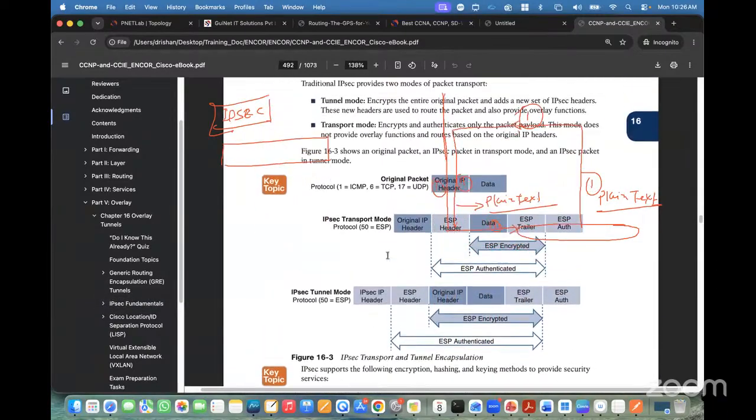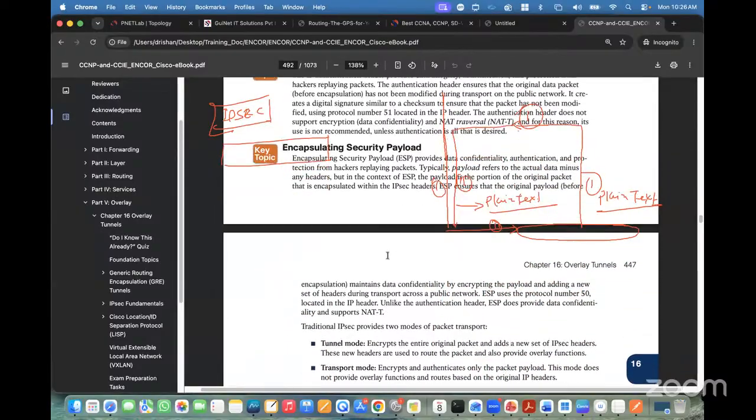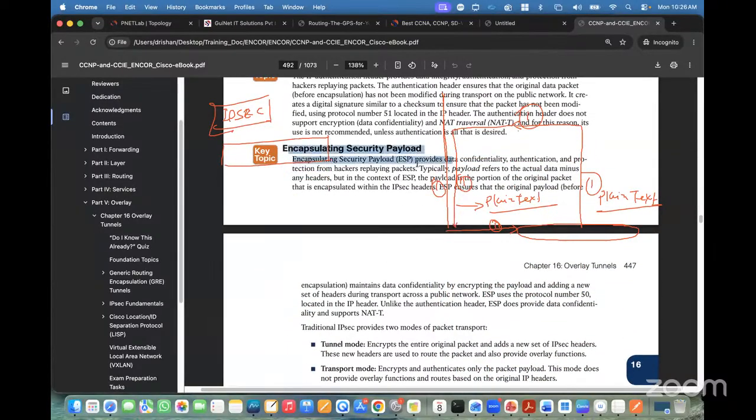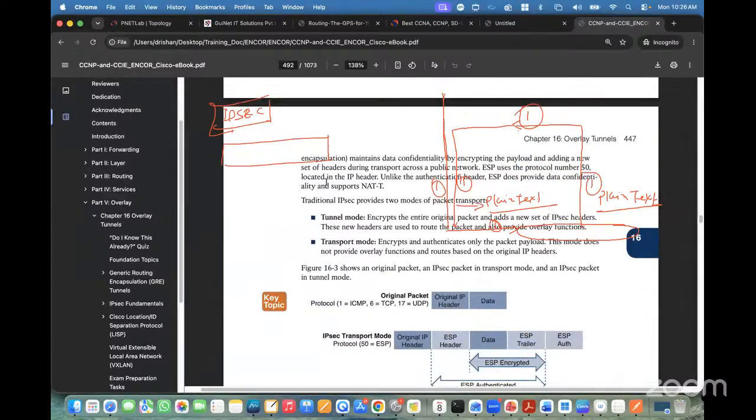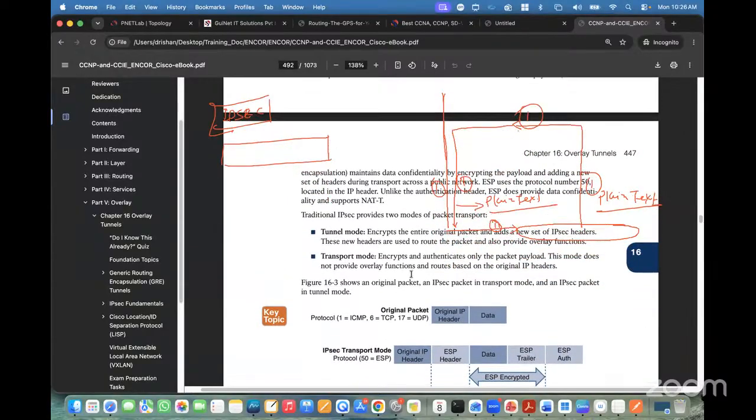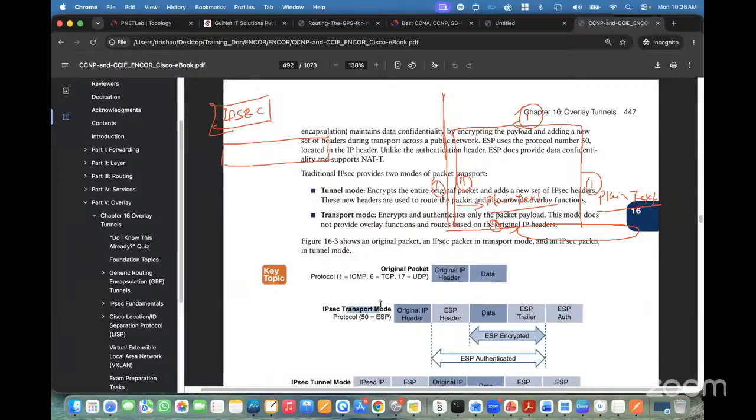Okay, we are using the method in IPsec, Encapsulated Security Payload, ESP. There are two modes, tunnel mode and transport mode. If you are going to use the transport mode, your original IP header is going to be unencrypted. So you have the original IP header, but your data is going to be encrypted. So you also have to check the data.